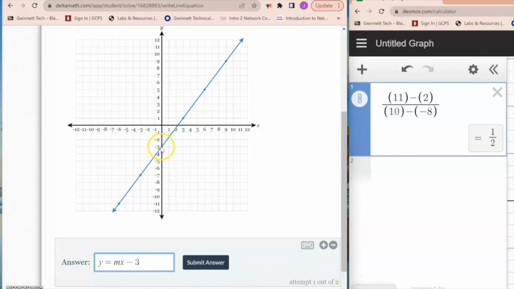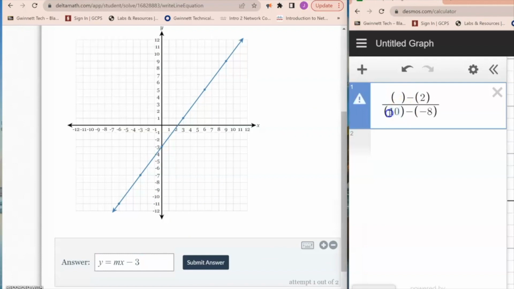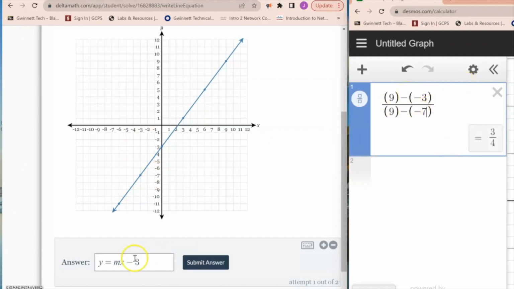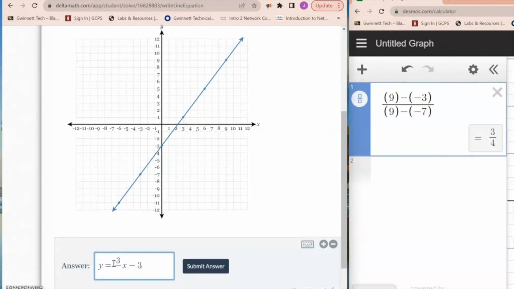And then I go to my slope. Again, you can do these 2 points. Actually, as a matter of fact, oh man, I didn't mean to do that. I am going to do these 2 points really quickly. All right, pick a point. 9 goes with 9. So y on the top, x on the bottom. Here's another one. -3 goes with -7. So my m is 3 divided by 4.